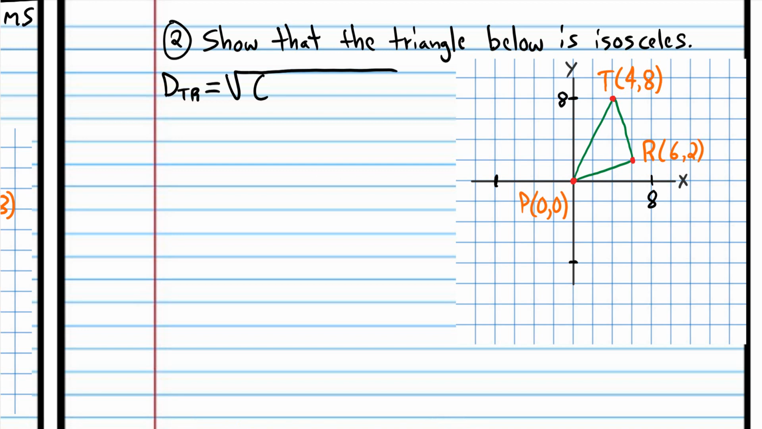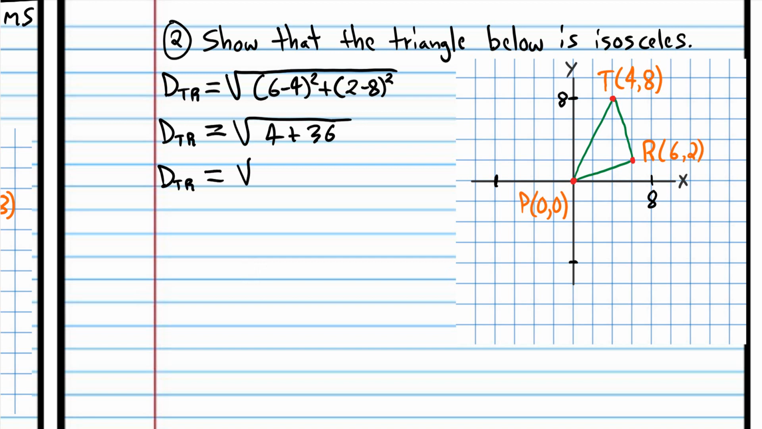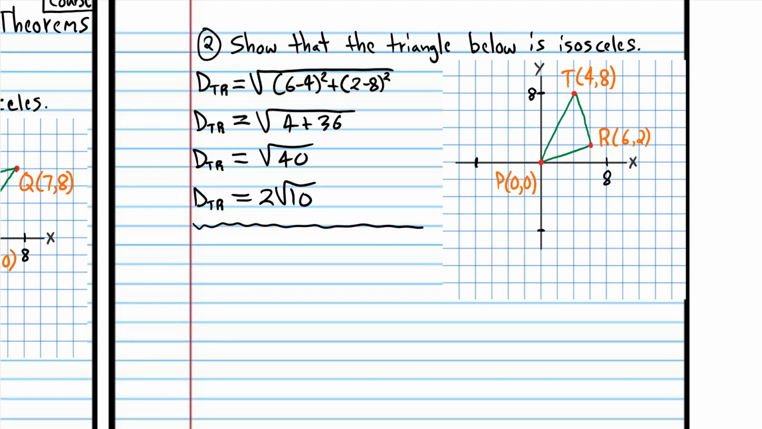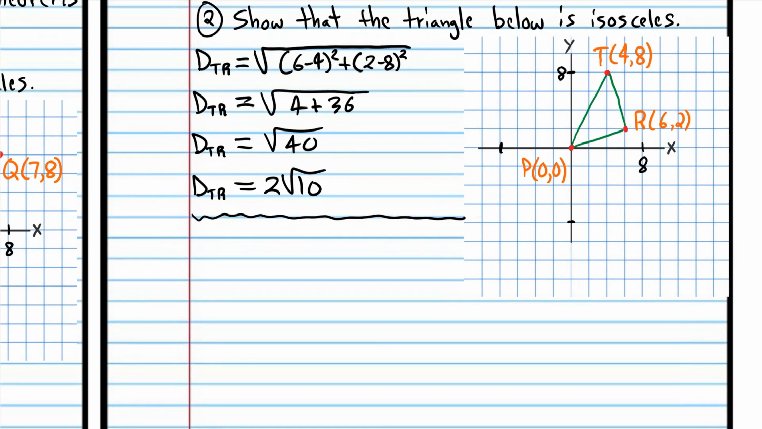And I'm going to make T (0, 1). So we have (6 minus 4) squared plus (2 minus 8) squared. And we just simplify and we get root (4 plus 36). And we have root 40. And if you want, you can pull out a perfect square. It's not really that important in this class, but there you go. So the distance between T and R is 2 root 10. So if you got that answer, good job.